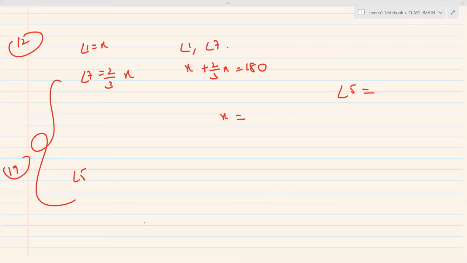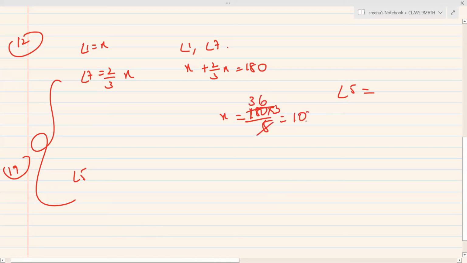What is the x value, Akansh? X value, what did you get? 3 plus 2, 5x by 3. 5x is equal to 180 into 3. 180 into 3 by 5. X value 108. Angle 5 and 1 are equal. So answer is 108 only.